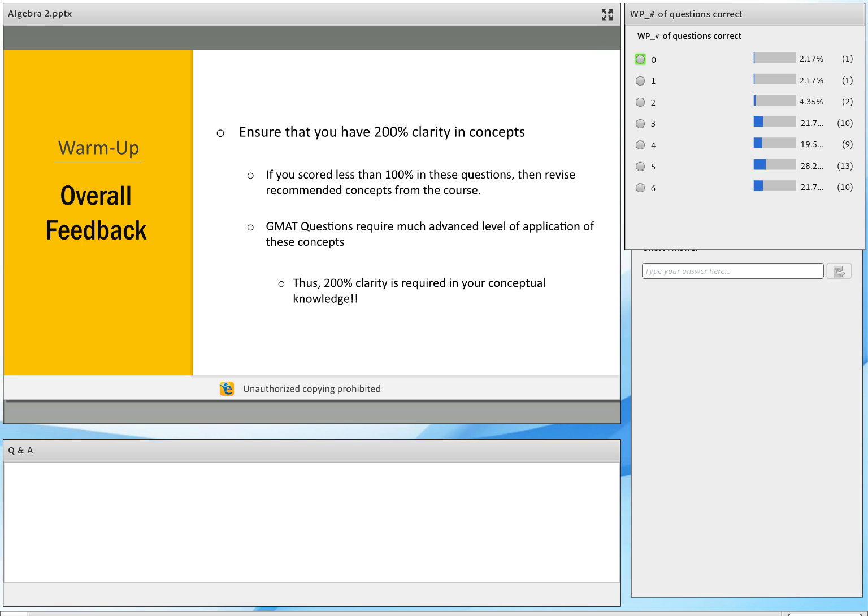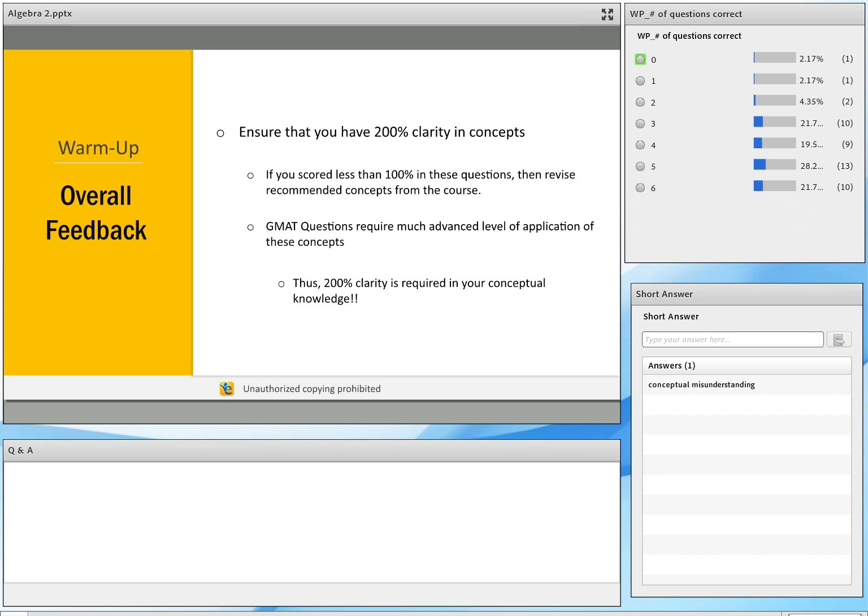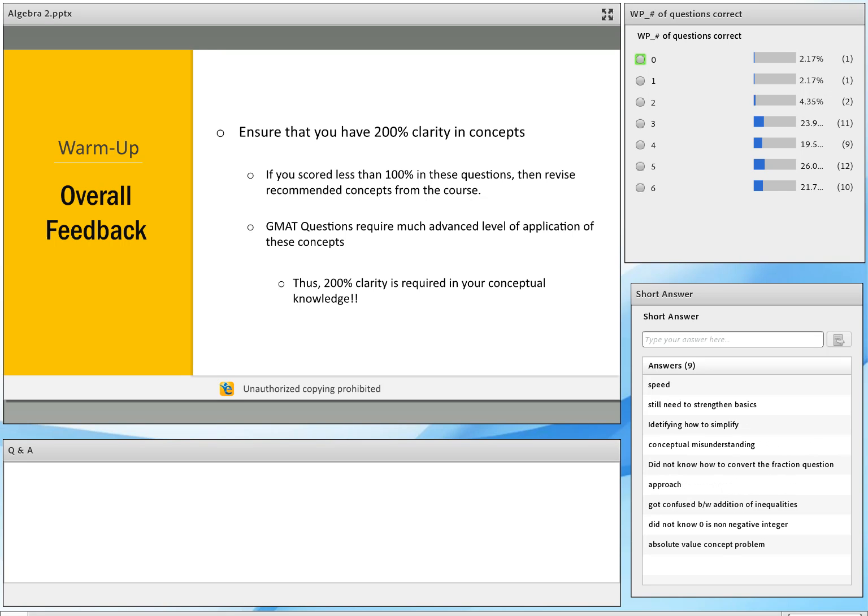Because this is the kind of analysis that you need to do when you're practicing questions, when you're building your ability on your own. Okay. And when you say conceptual misunderstanding, I want you to tell me which concepts. Okay. Very, very important. Did not know how to convert the fraction question. Good. So you need to work on that. Okay, so let's get a few more over here, and then I'm going to tell you how I would interpret each of these. Okay.